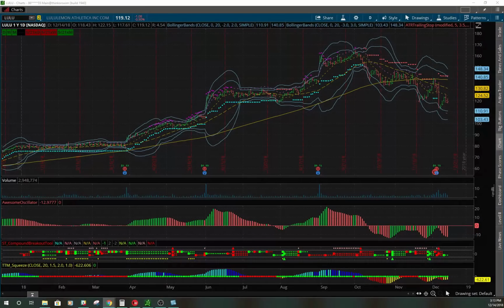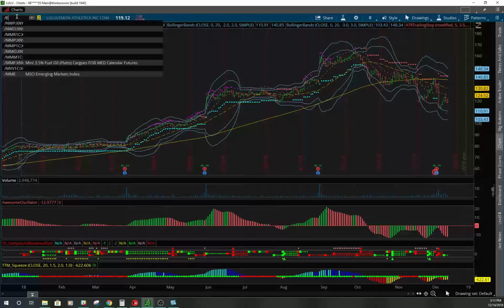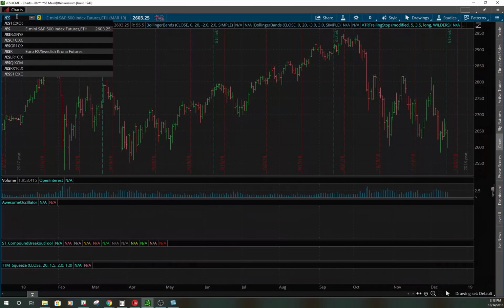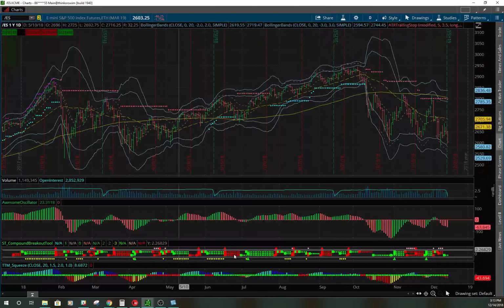Deb and Z. I personally don't trade futures. She's asking, has anyone used the compound tool for trading futures? I don't personally trade them, but you can use the tool. As you can see here, whenever we pull up the ES chart, which is the S&P futures, you can see that it still populates out quite nicely.